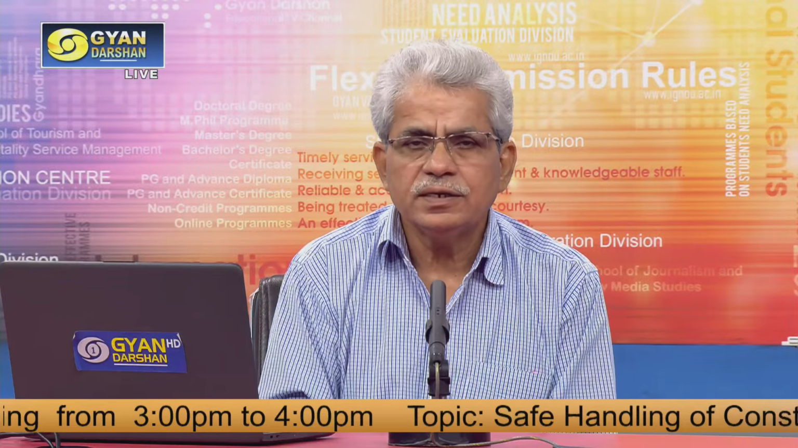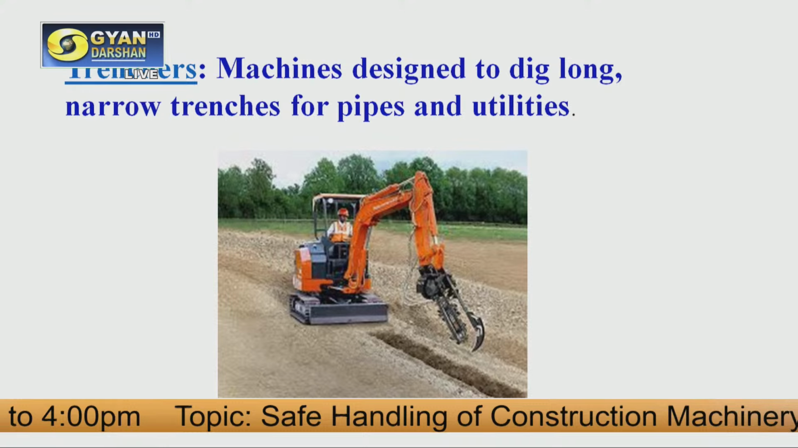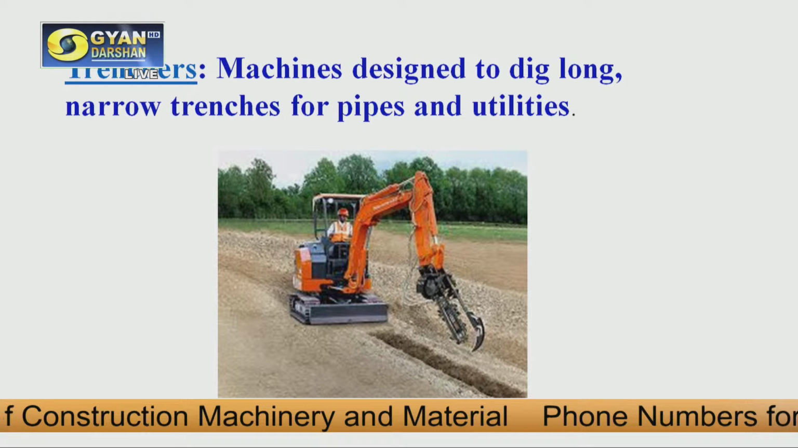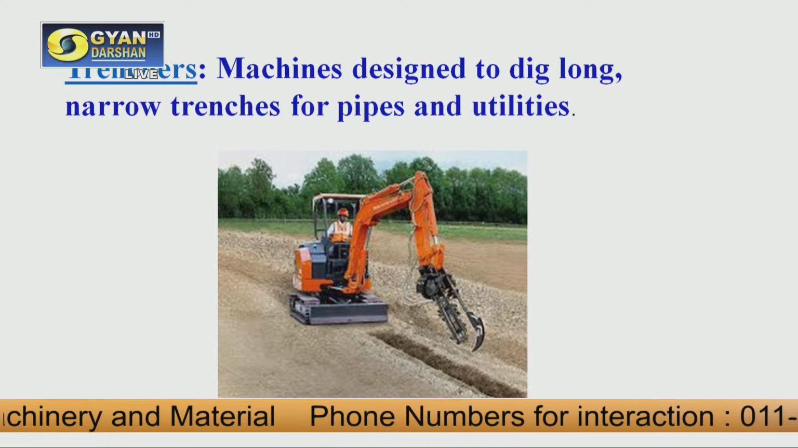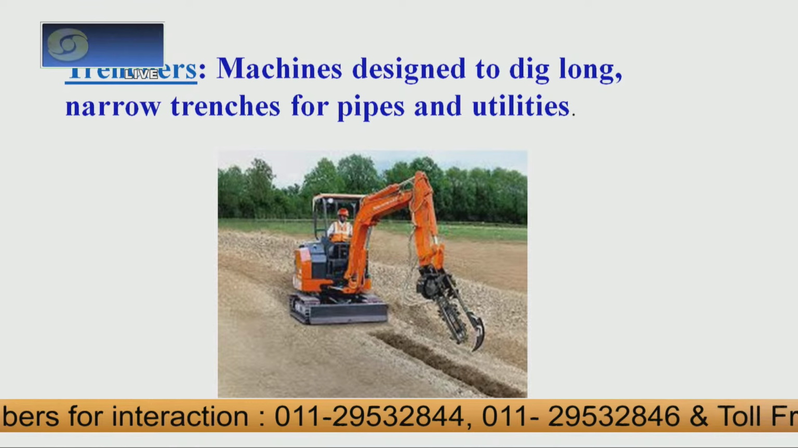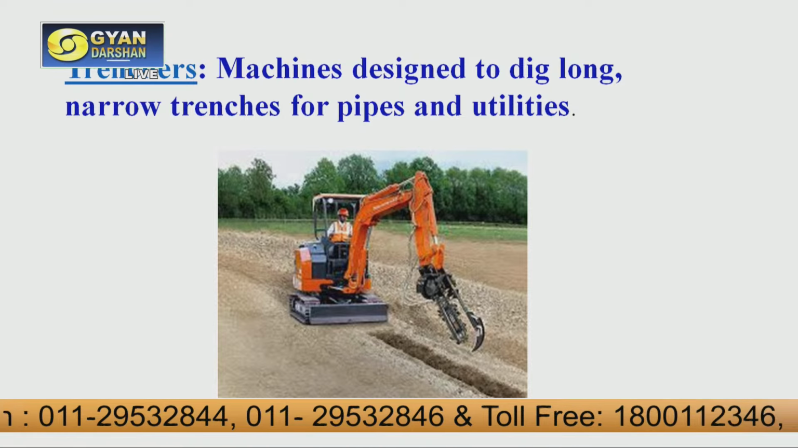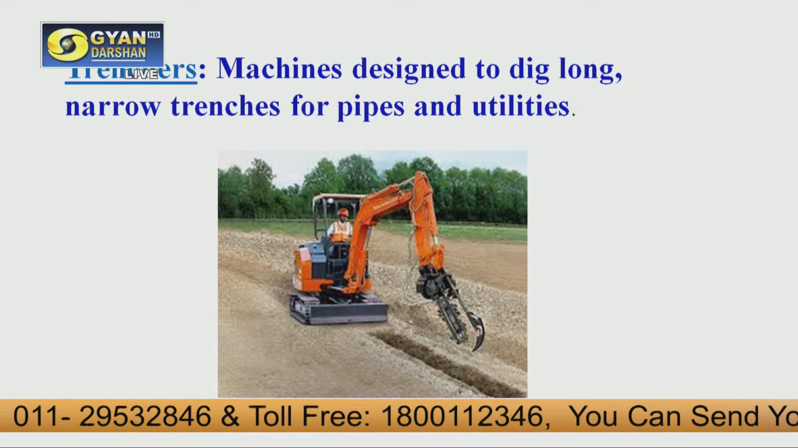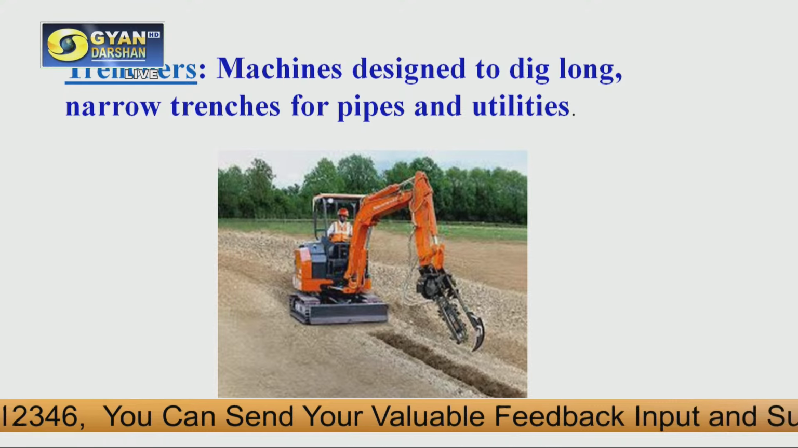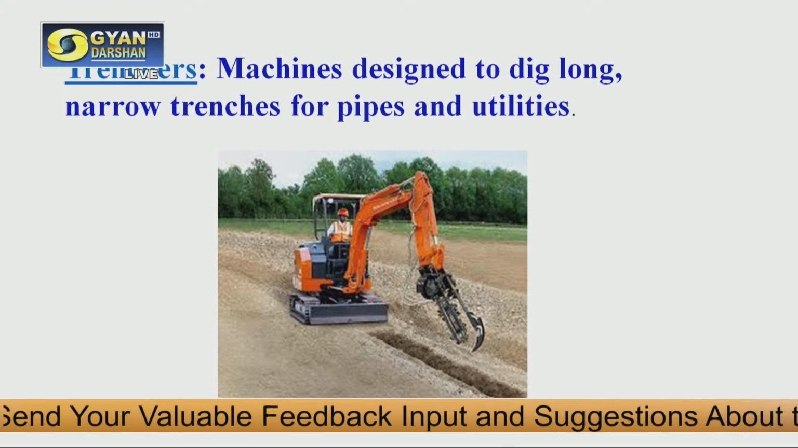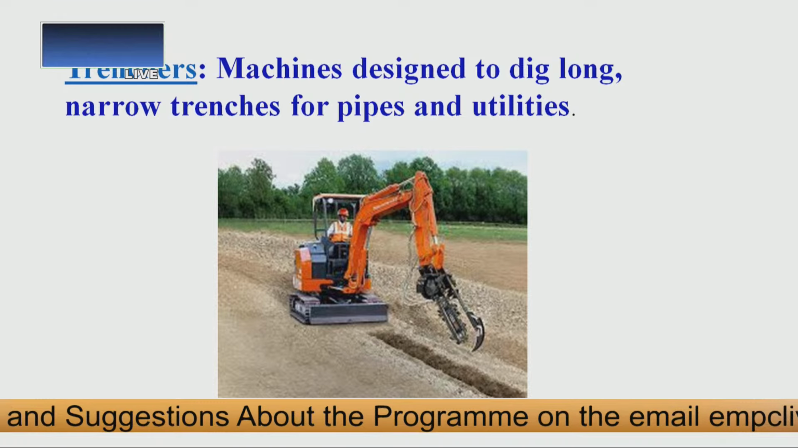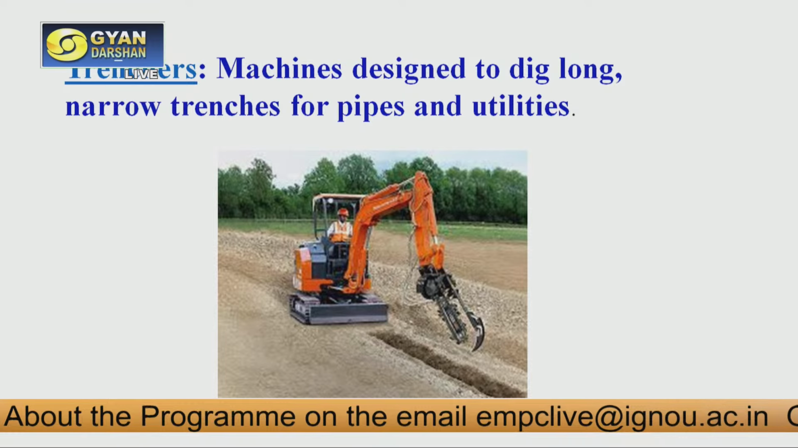Then another type of equipment which I told you about is a trencher. This is a machine which is used to dig long and narrow trenches for the laying of pipes or utilities, just like communication cables or electricity cables. For that purpose, we need a long and narrow channel for laying these cables or pipes, water supply pipes maybe. So this trencher can be used to dig the trenches.